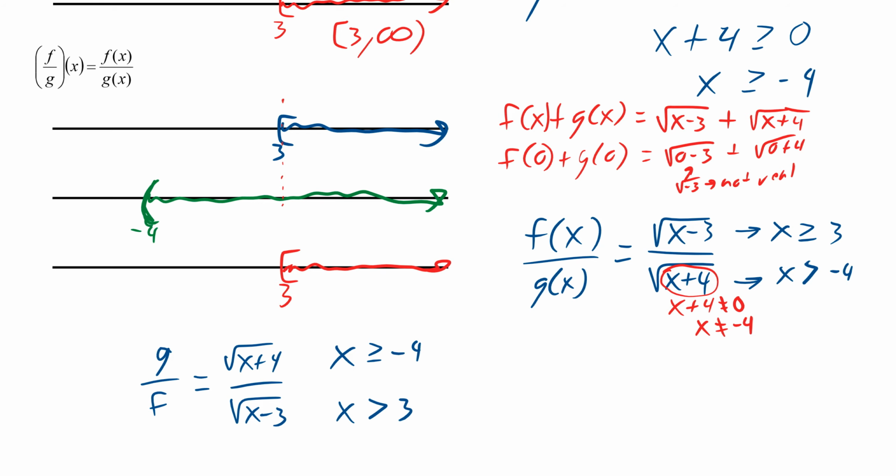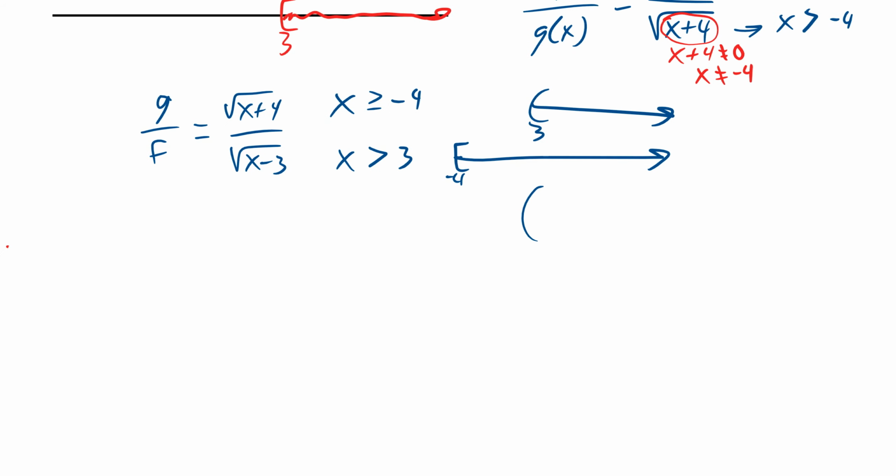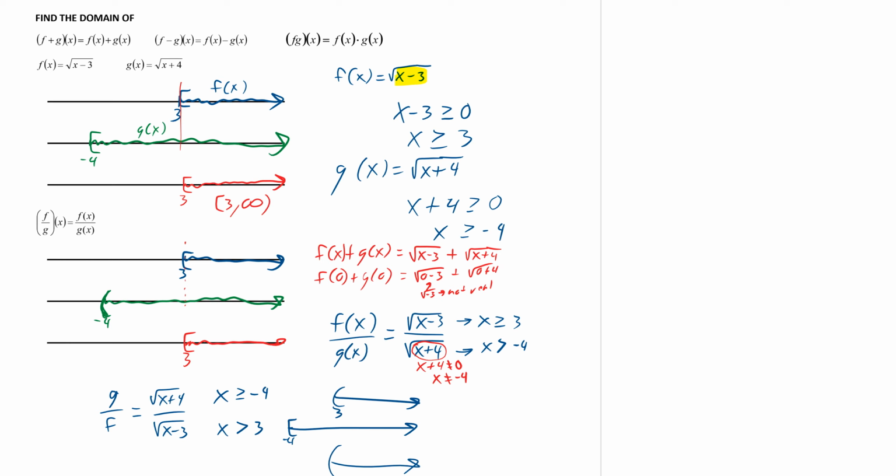Now if we look at it graphically, this would be the same, except the top one is now a parenthesis. The bottom one, the 4, is still negative 4. And so the domain now changes. It becomes 3 on, so it becomes 3 to infinity. Our domain for all of these, for f plus, f minus, f times, and f divided by g, are all bracket 3 to infinity.